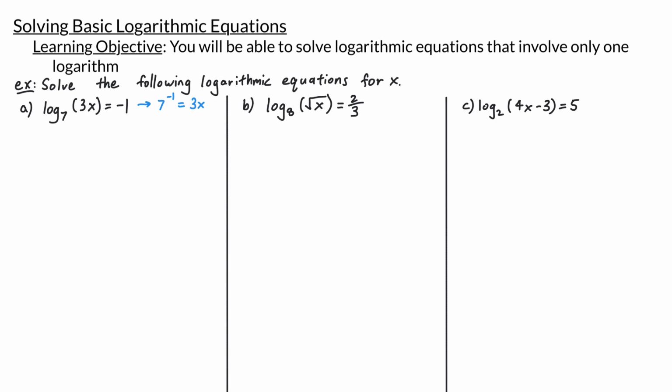So to undo this logarithm, what we're going to do is exponentiate both sides with base 7, meaning we're going to do 7 to the power of the left-hand side and 7 to the power of the right-hand side. So on the left-hand side, we have 7 to the power of log with base 7 of 3x. And on the right-hand side, we have 7 to the power of -1. Now, because the logarithm with base 7 and the exponentiation with base 7 are done back to back, these two operations cancel out, and it just leaves me with 3x on the left-hand side. On the right-hand side, 7 to the power of -1, we can simplify that to just 1/7.